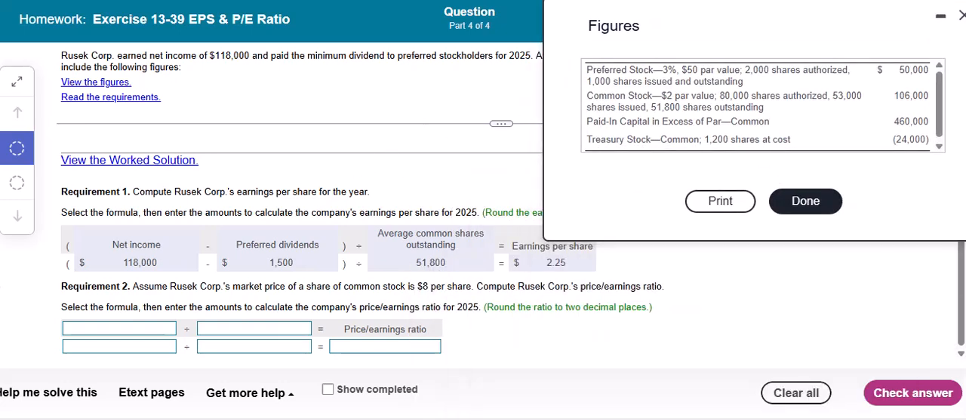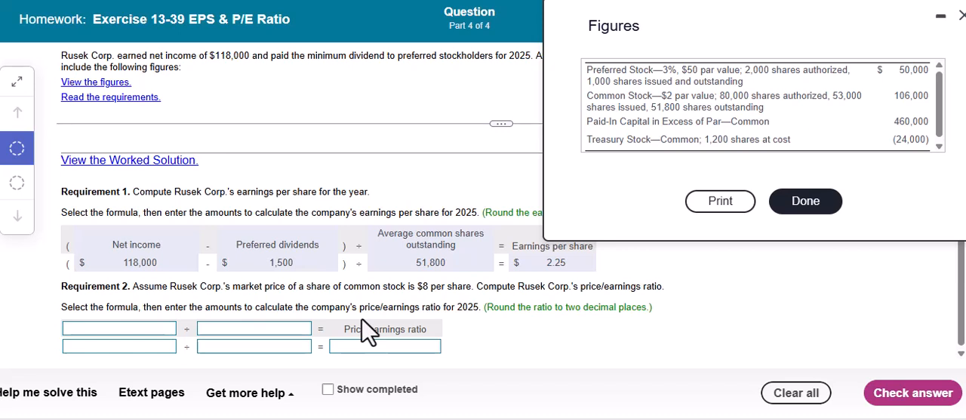And we have requirement 2 down here. We have assume Russet Corp's market price of a share of common stock is $8 per share. Compute Russet Corp's price earnings ratio. Select the formula, then enter the amounts to calculate the company's price earnings ratio for 2025. Round the ratio to 2 decimal places.